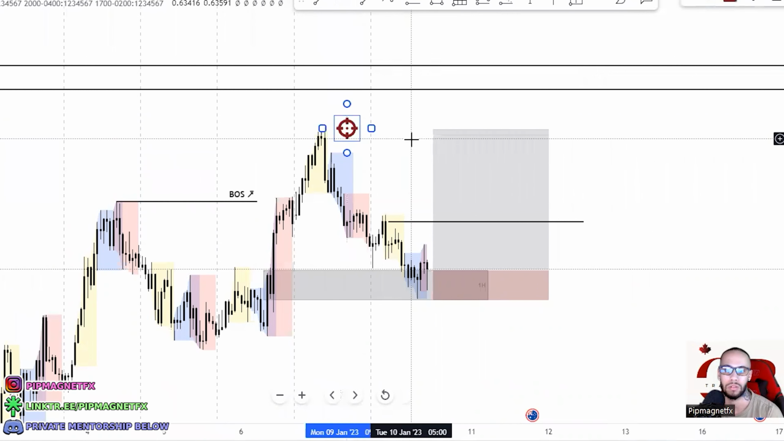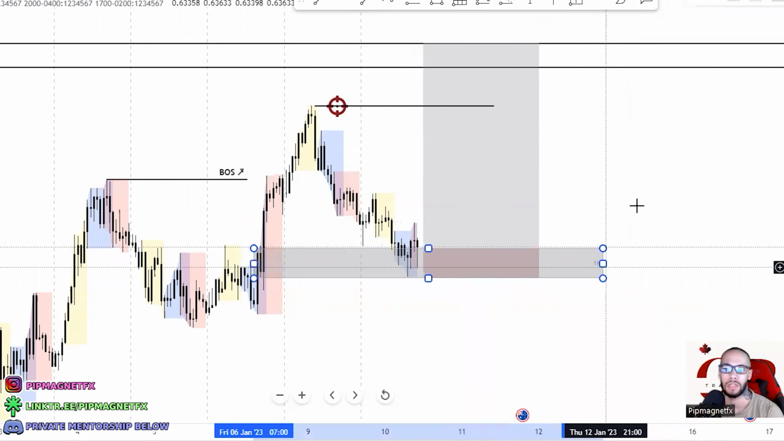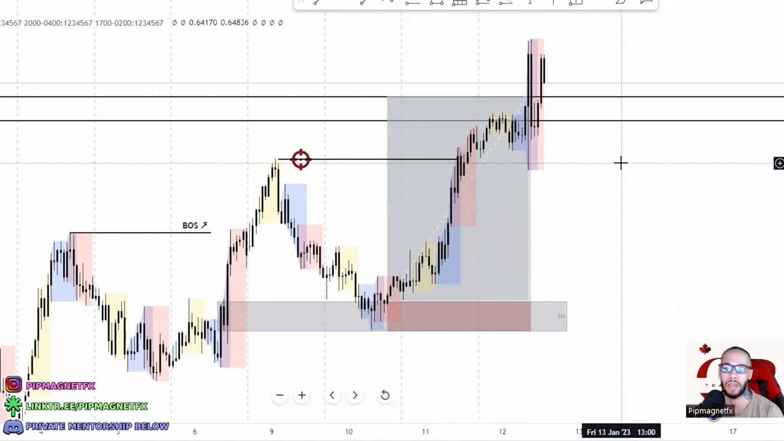Personally, I held until external liquidity got targeted. As you can see, the buys we took were valid, stop loss was placed, and price played in our favor within the span of a day, okay? So we were able to capitalize. I squeezed out 6.79R on this trade.